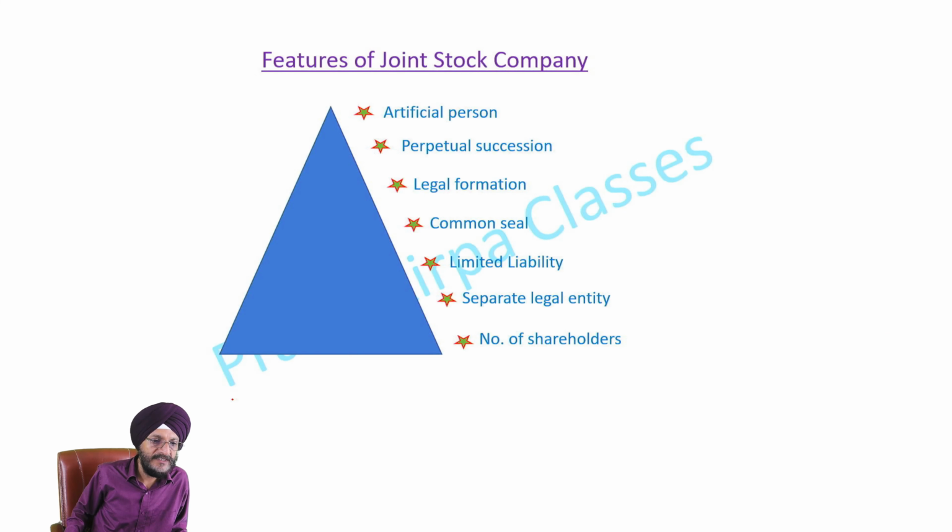Now we will understand the features of joint stock company. The features of joint stock company are artificial person, perpetual succession, legal formation, common seal, limited liability, separate legal entity, and the number of shareholders. We will understand each of these features one by one in detail.